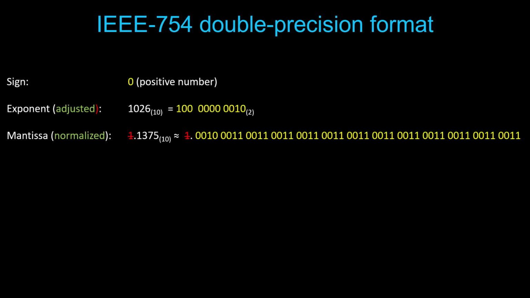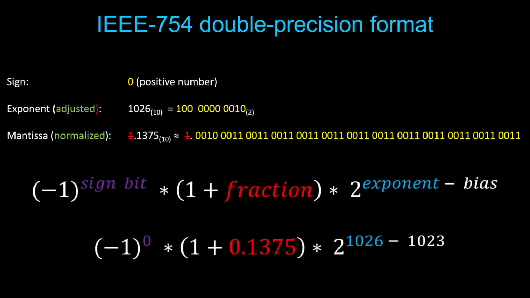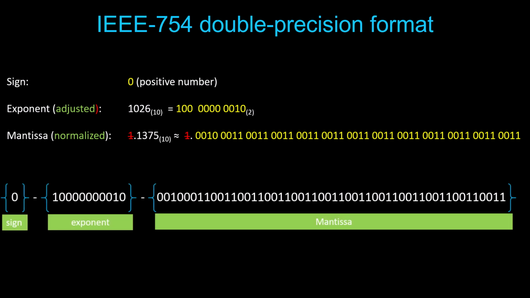Finally, our 3 components, sign, exponent, and mantissa, are as follows. Sign is 0 because it is a positive number. Adjusted exponent is 1026 in decimal base 10. And normalized mantissa is 52 bits, a sequence of zeros and ones. So we managed to formulate 9.1 into this form, and our final answer is this one.